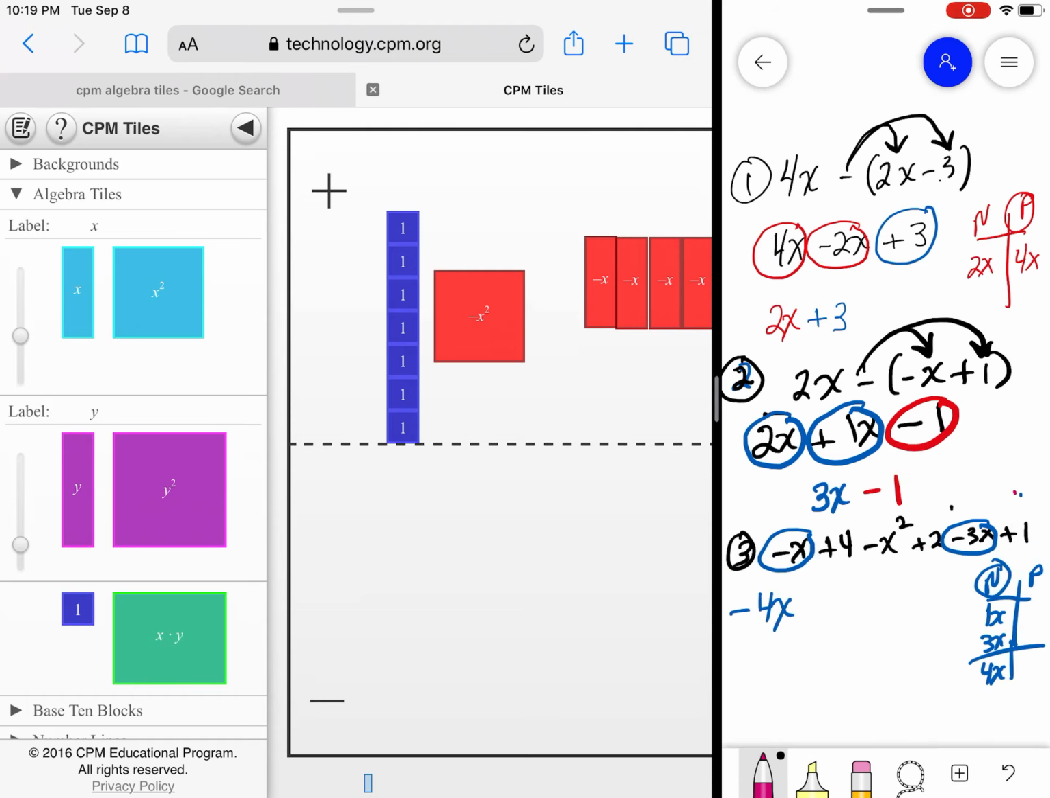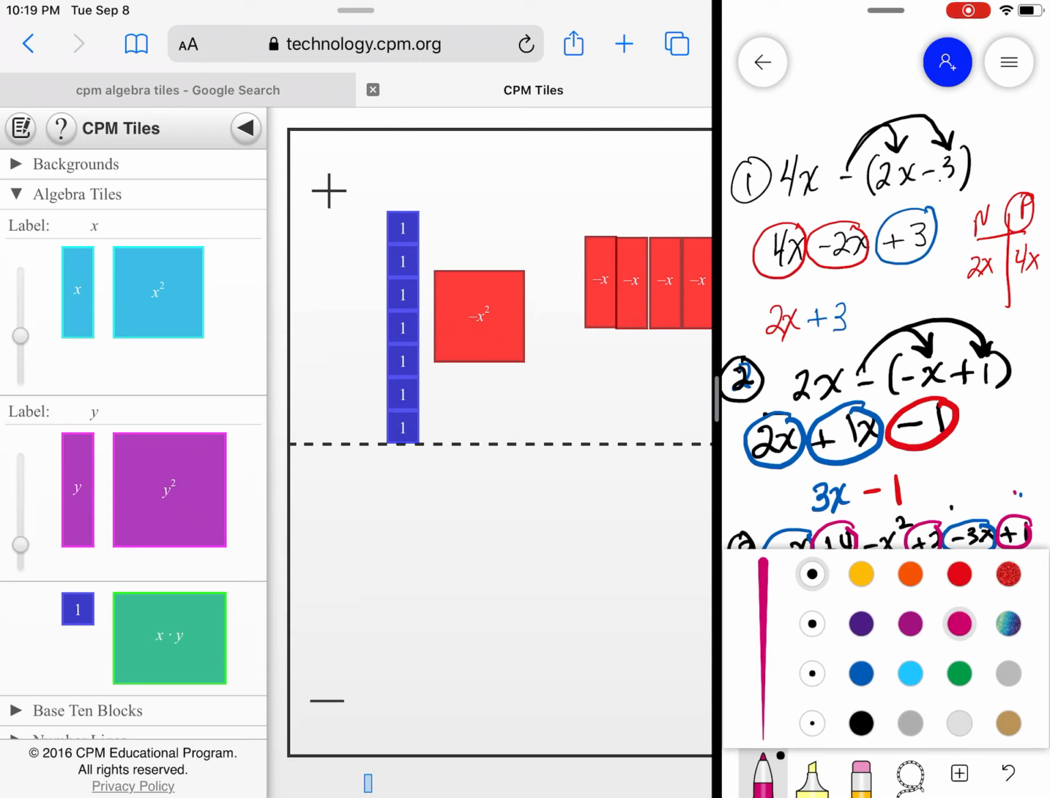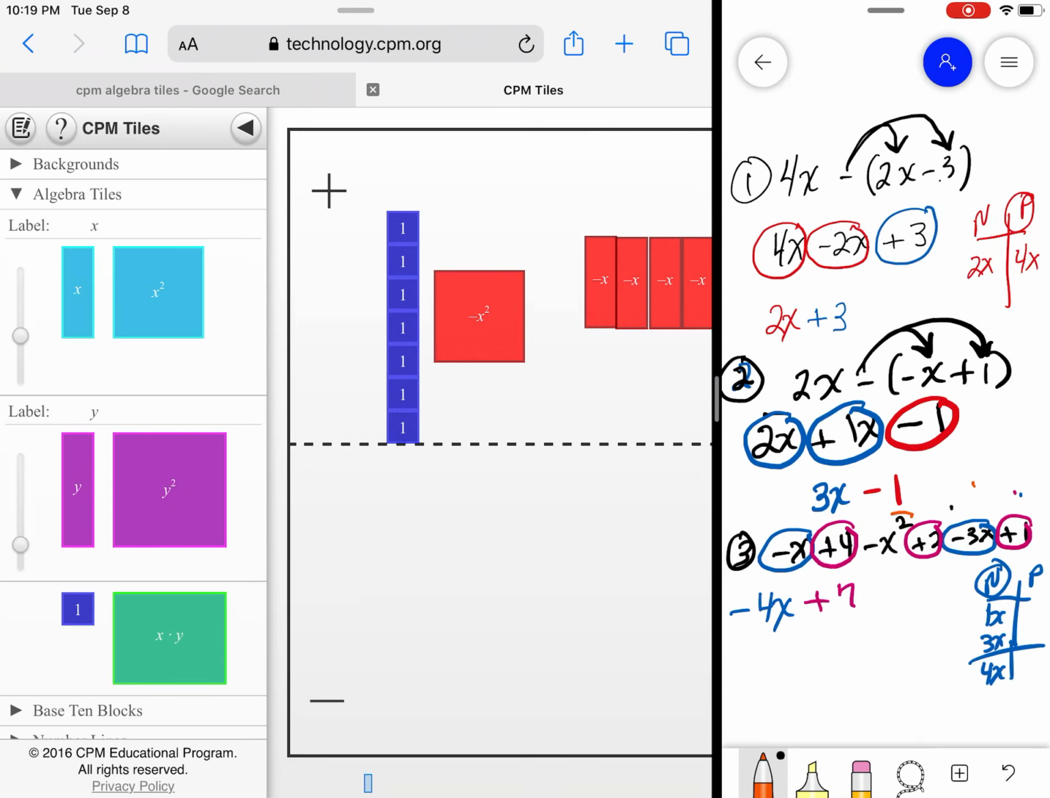Now we'll do the numbers. There's a positive 4. There's a positive 2. There's a positive 1. They're all positive. I don't think we need a scoreboard for this. So 4 plus 2 is 6, plus 1 more is 7. So plus 7. And then last, let's use an orange. Last we have a negative x squared.